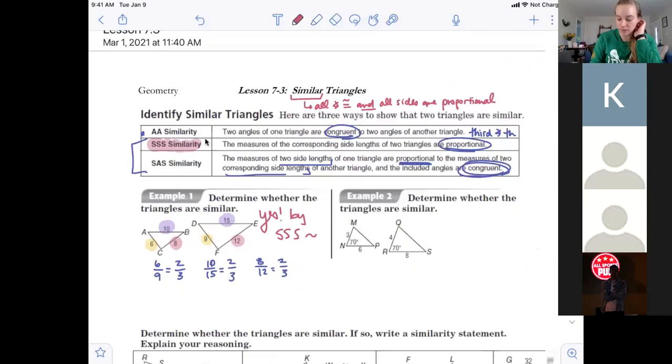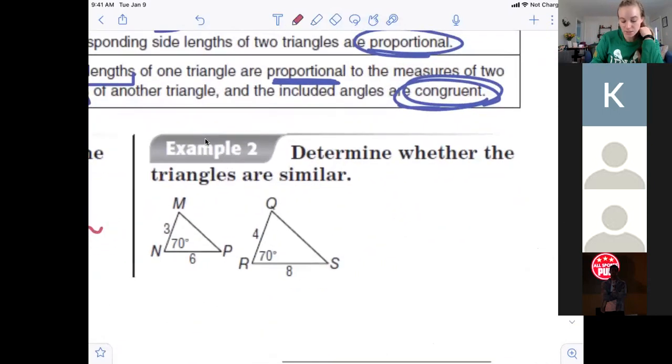All right, let's look at the next one. This one says determine whether the triangles are similar. Okay, I don't have 3 sides here, but I do have that these 2 angles are congruent. That's helpful. So one of my angles is congruent. So now I need to see if my corresponding sides are proportional. So again, I'm going to do the smallest ones together and then the biggest ones together.